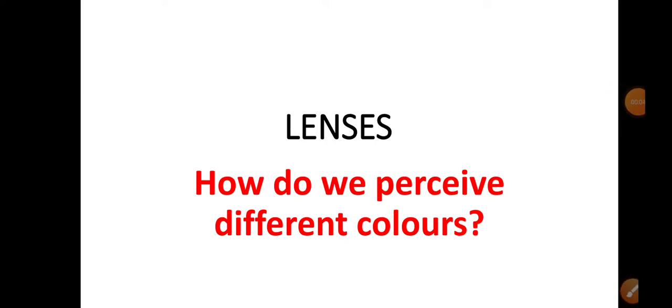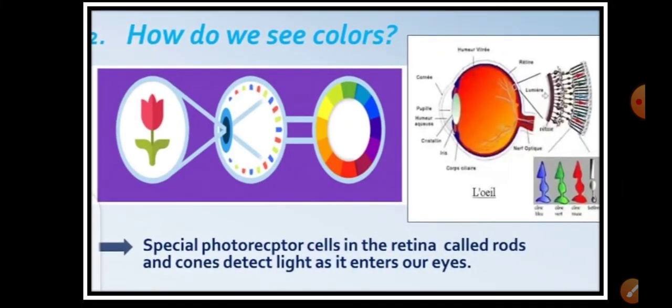How do we perceive different colors? How do we see colors?